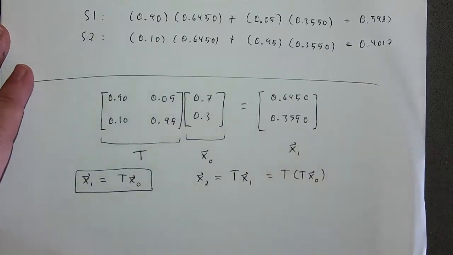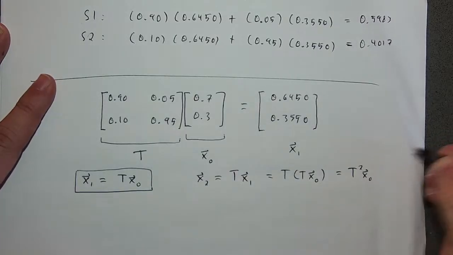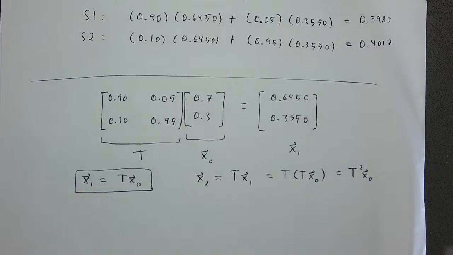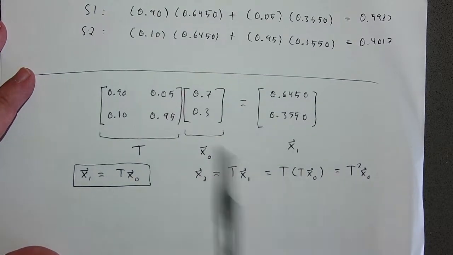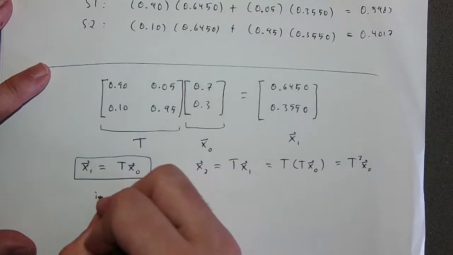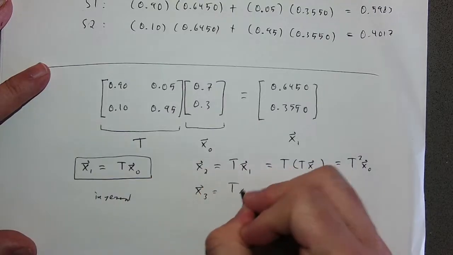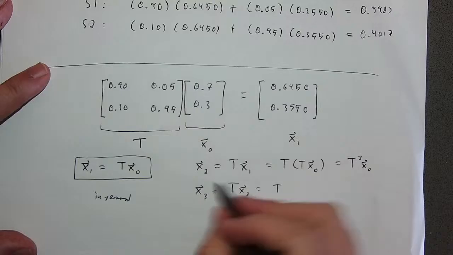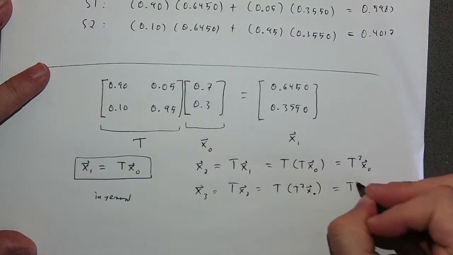And exactly like I said on the first day of lecture, I can actually do this in terms of powers of T times that initial data vector. So I actually don't need any of the intermediate steps. I can do it from the initial vector itself. All I need is this power of T here. And in general, maybe I'll do one more. We'll say x sub 3 is T times x sub 2. But x sub 2 itself is T squared times x naught. And so this is T cubed times x naught.